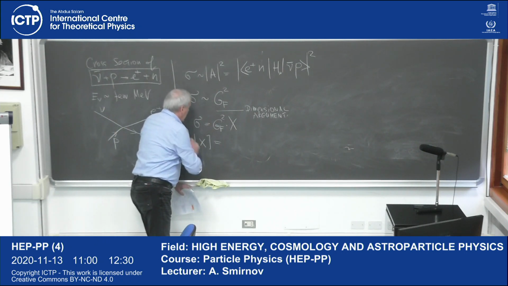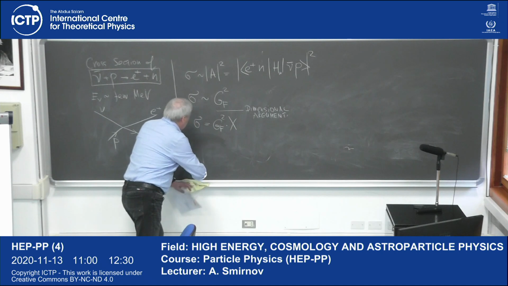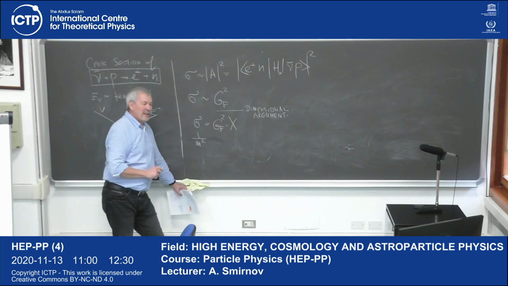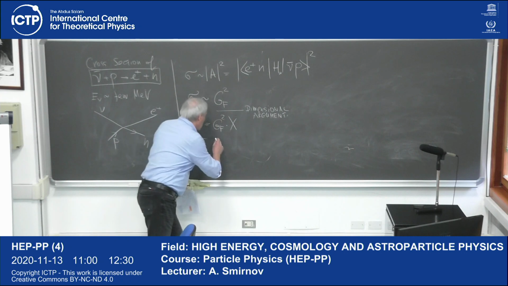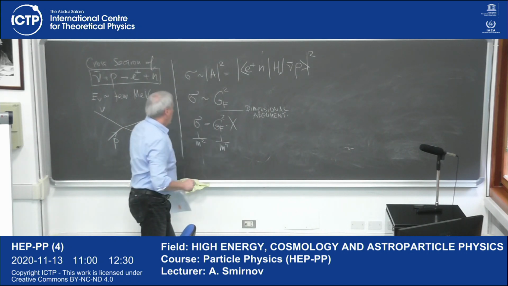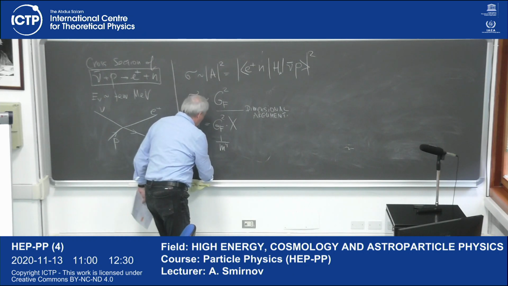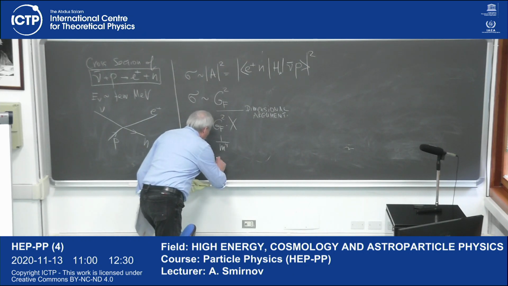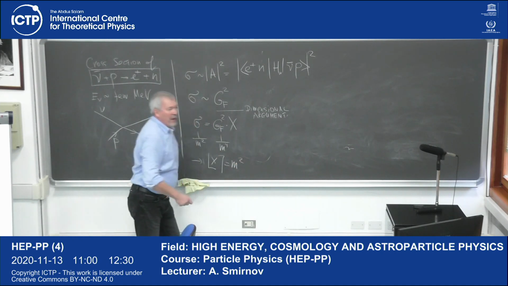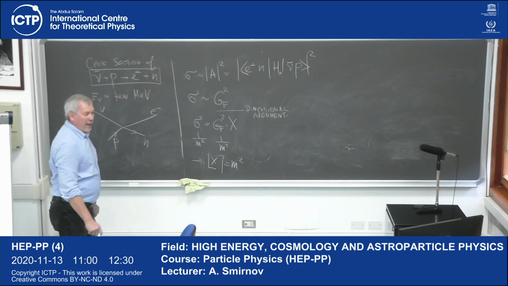So sigma has dimension centimeters squared or 1 over the mass squared. G Fermi has dimension 1 over the mass squared. We have it here squared, then this is m to the 4th power, which means immediately that the dimension of x should be mass squared or energy squared. Okay?